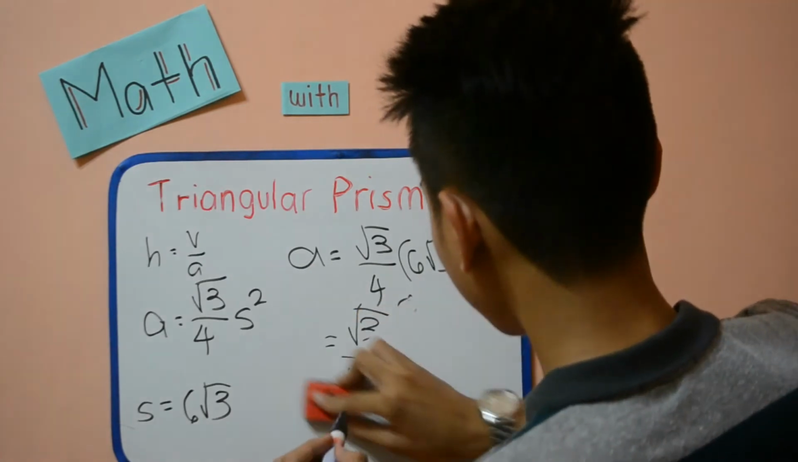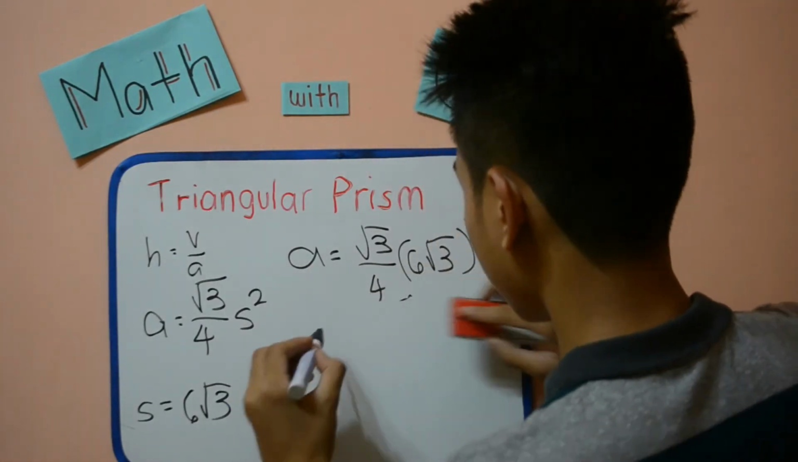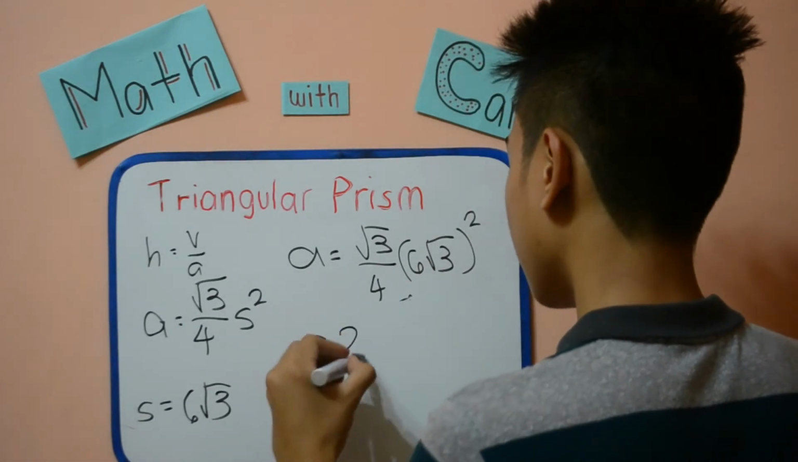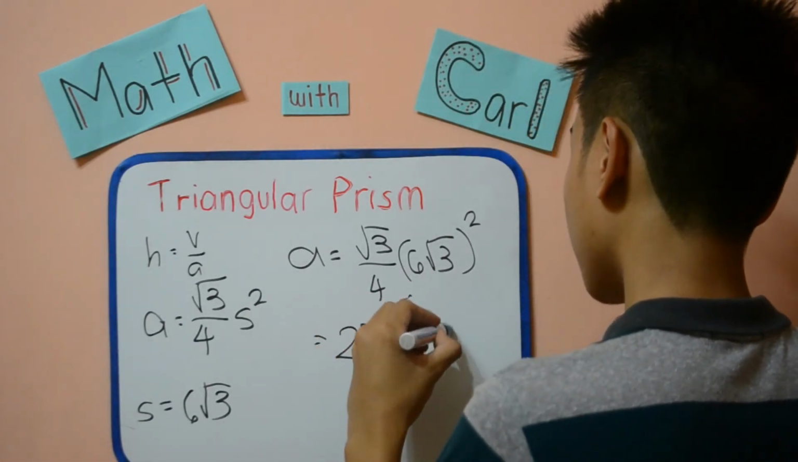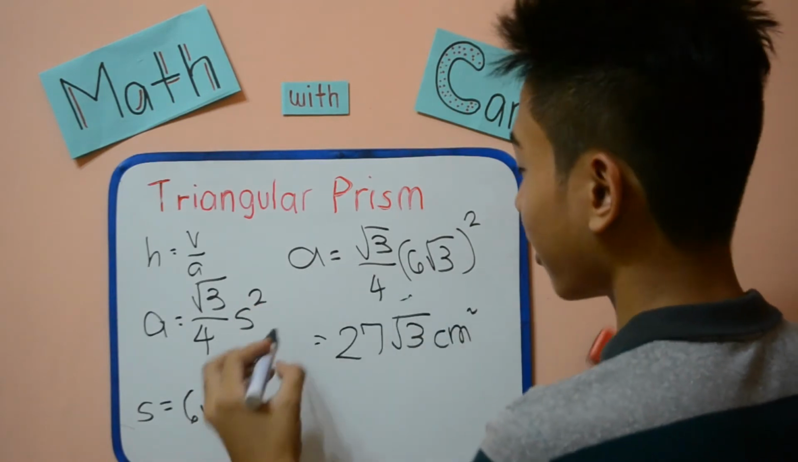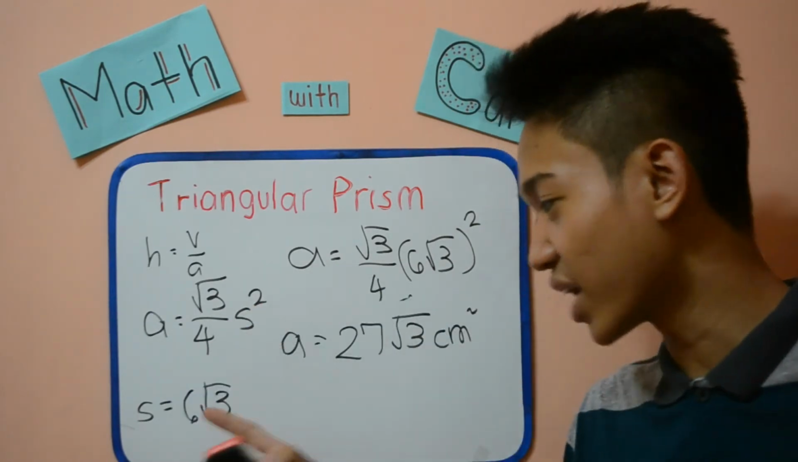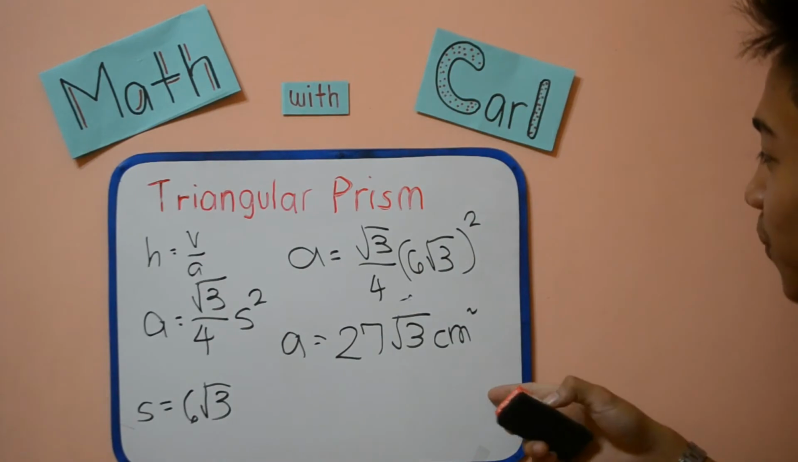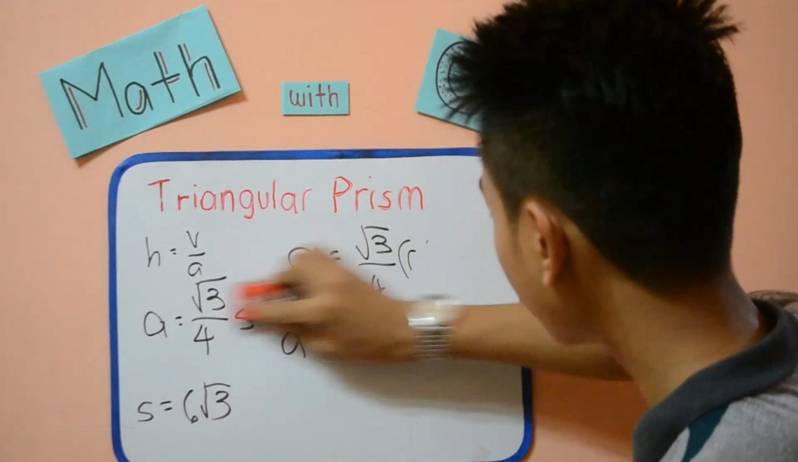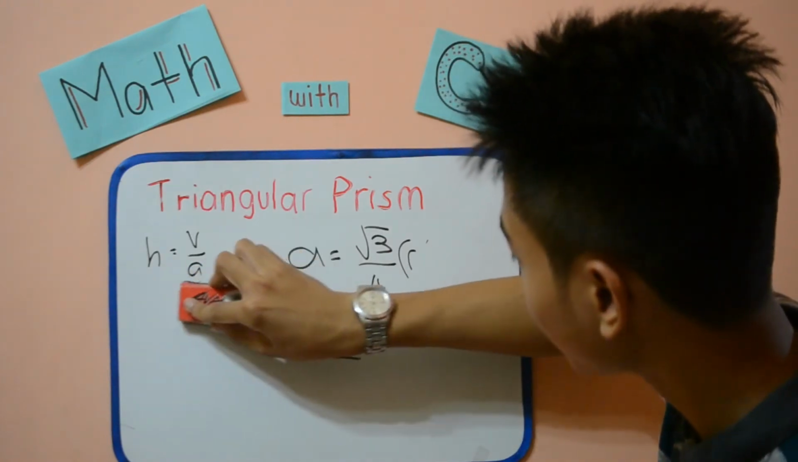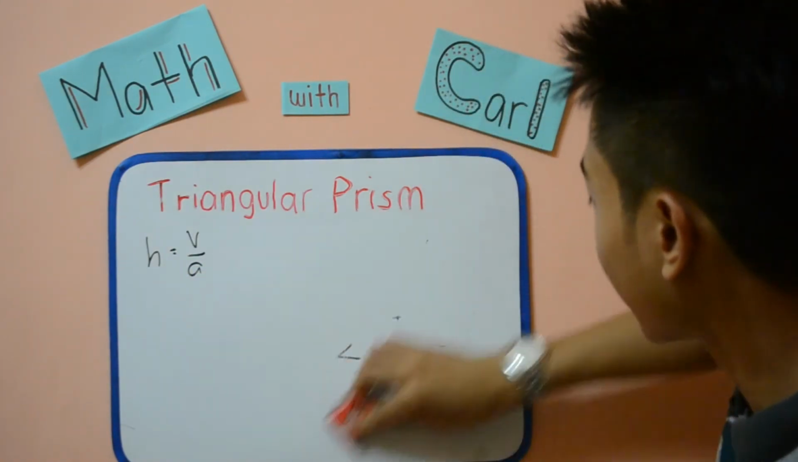So our final answer will be 27 square root of 3 square centimeters, since it's area. Now we already have the value for S, we have the value for A. All we need to do is substitute into our very first formula, which is H is equal to V over A, where V is the volume and A is the area.